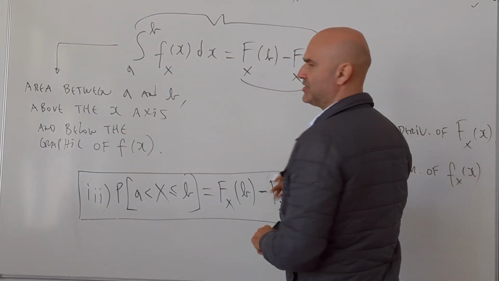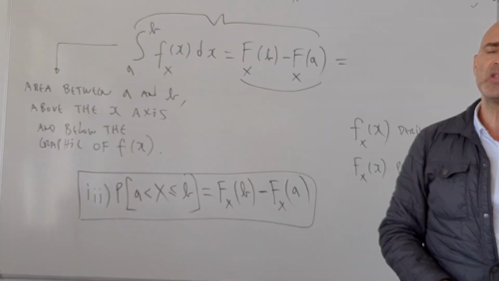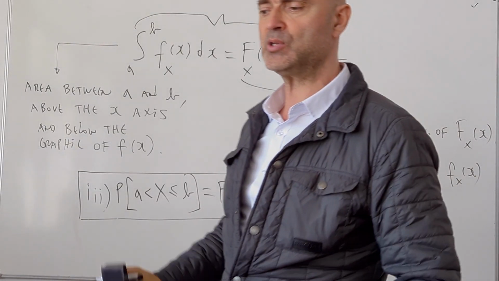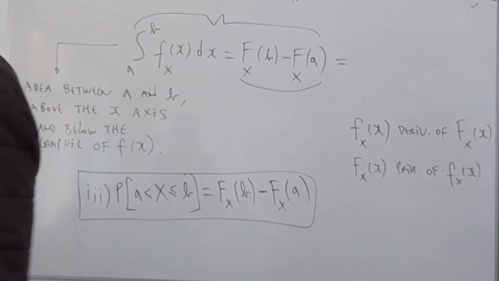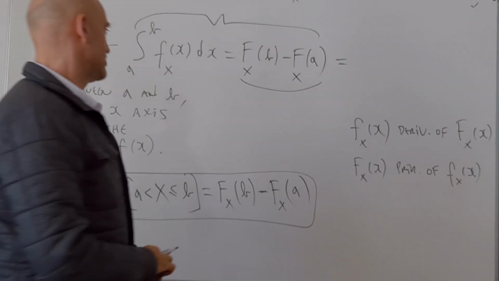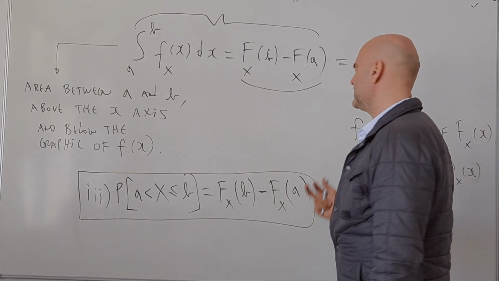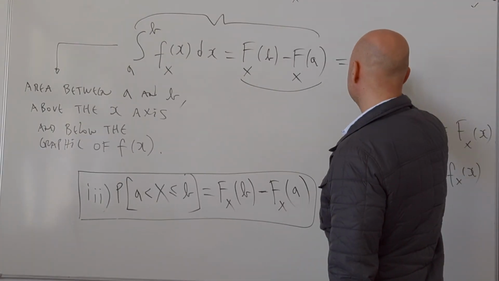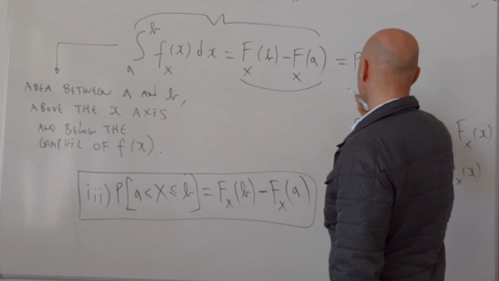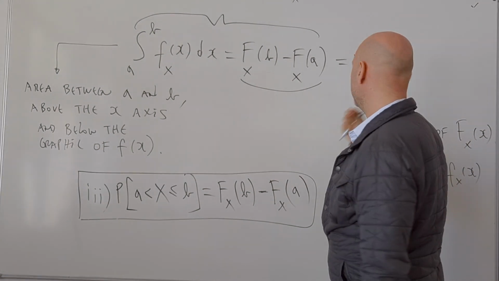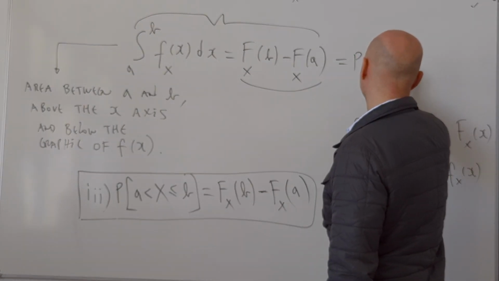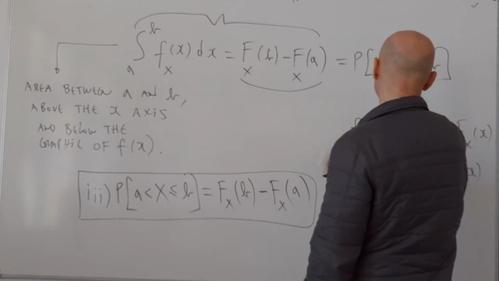So this result, this idea, is one of the most important in statistics and data analysis. Okay? So it's important for you that you understand well this idea. So this is the probability that the random variable assumes values in the interval between A and B.